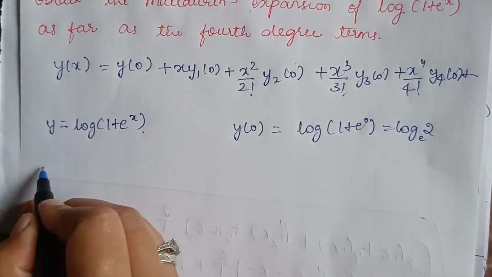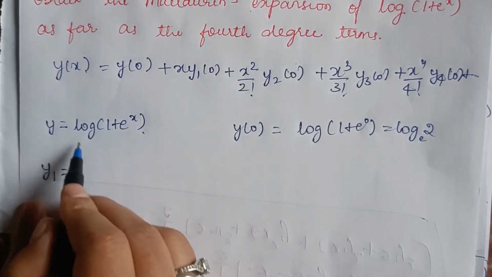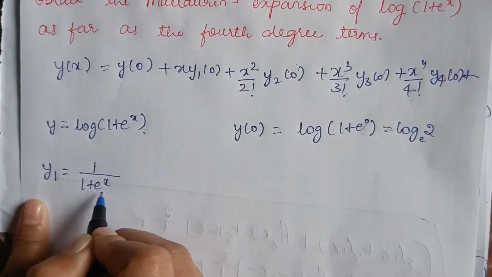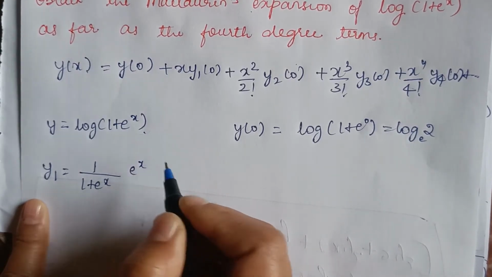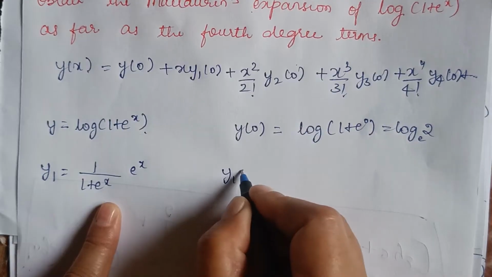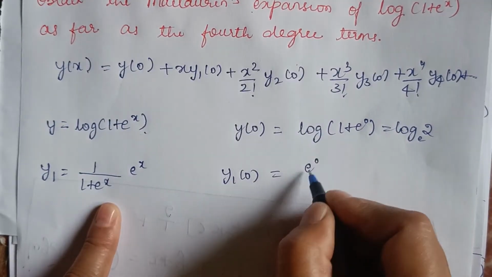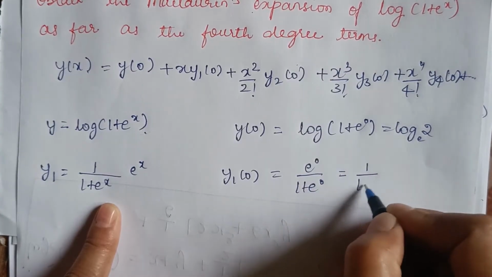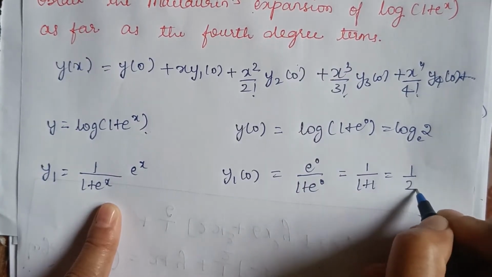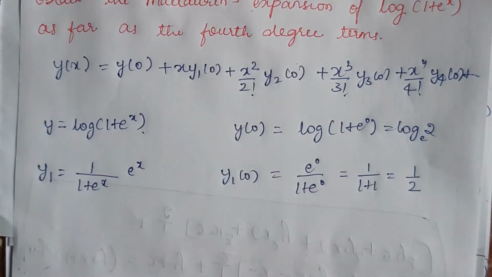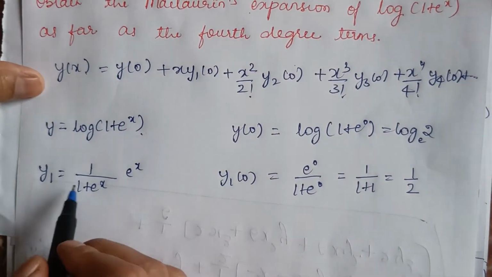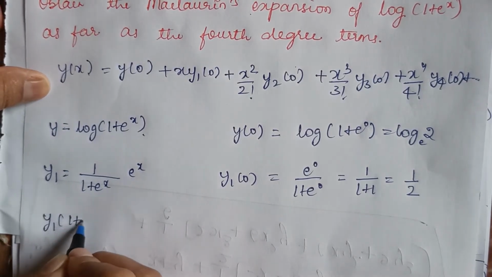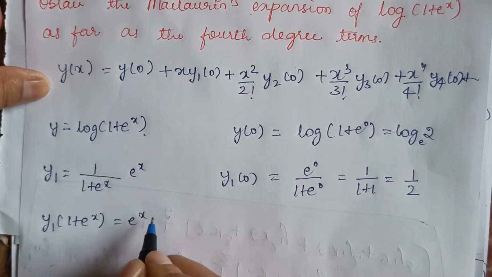Okay, so now I have to find y1. Differentiation of this is going to be 1 by 1 plus e power x, and now differentiation of this is going to be e power x. So y1 of 0 is going to be e power 0 divided by 1 plus e power 0, which is equal to 1 divided by 1 plus 1, which is equal to 1 divided by 2. In order to simplify the differentiation, I will do the cross multiplication here. So it becomes y1 times 1 plus e power x is equal to e power x.